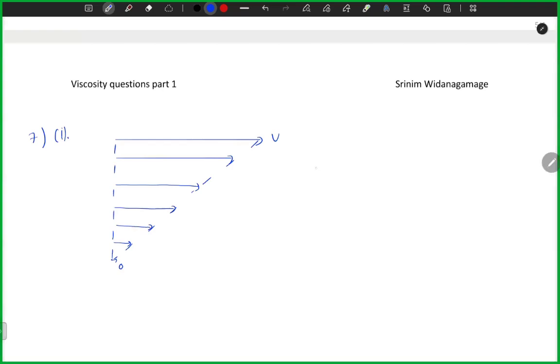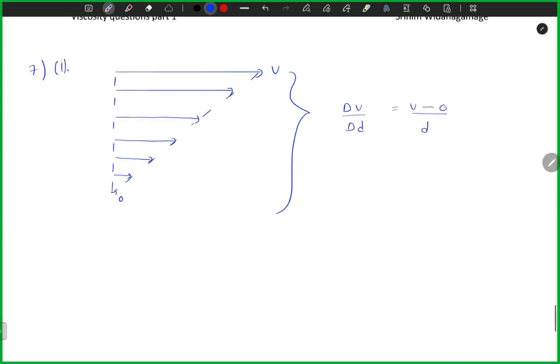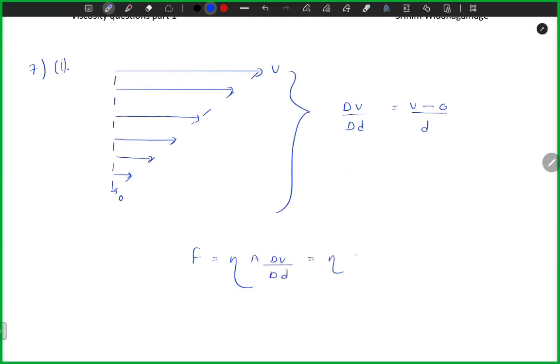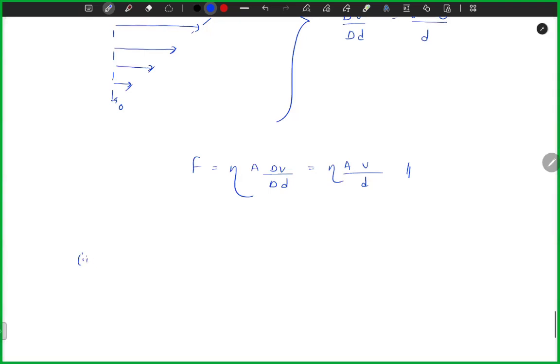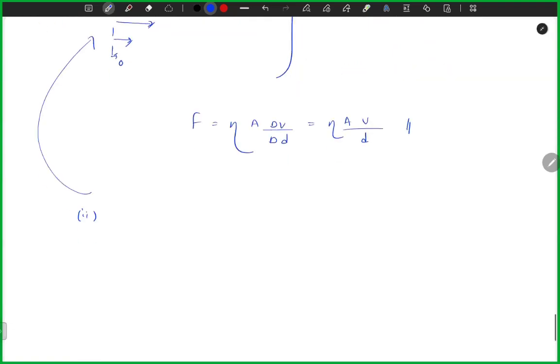Now what can we say? We know the velocity gradient is delta v over delta t, that is equal to v minus 0 over d. Now F equals what then? Eta A delta v over delta t. We get eta into A, the velocity difference is v, and the gap is d. That's the answer. Show in a diagram using arrows the variation of the velocities of the intermediate layers. We have already done it.